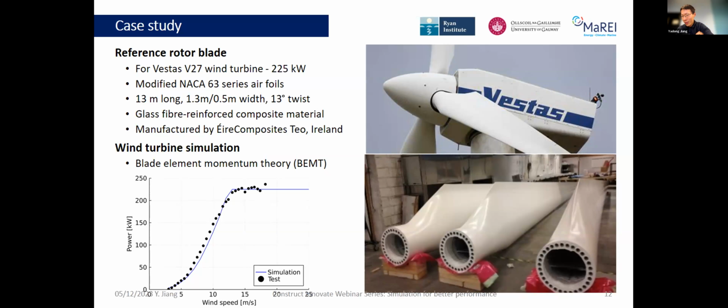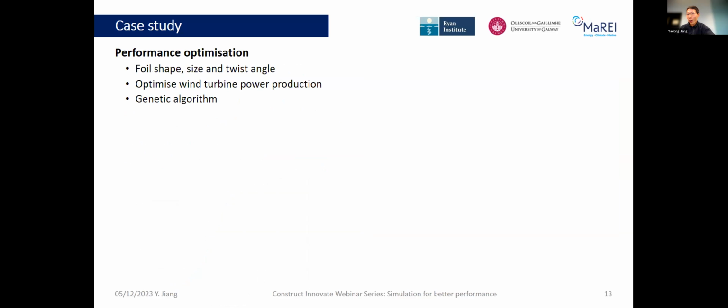So this validates the method, and we can continue to do some optimization work based on this BEM theory. To optimize the performance, we need to increase power production.